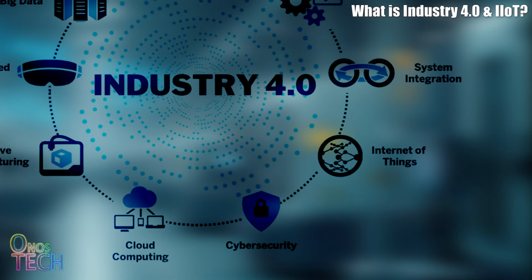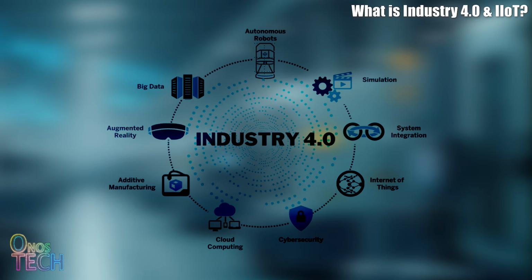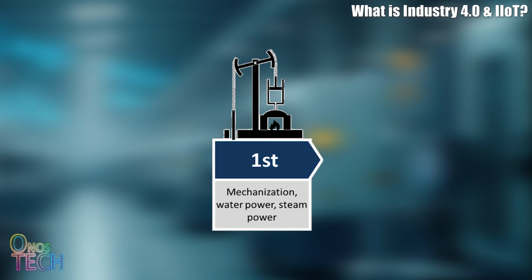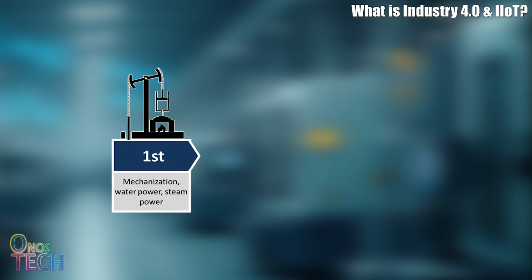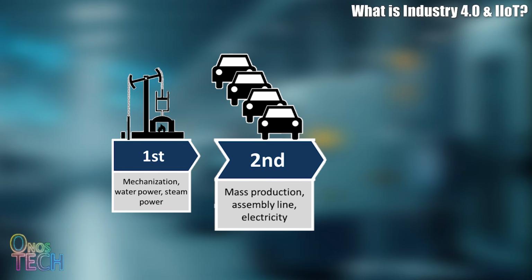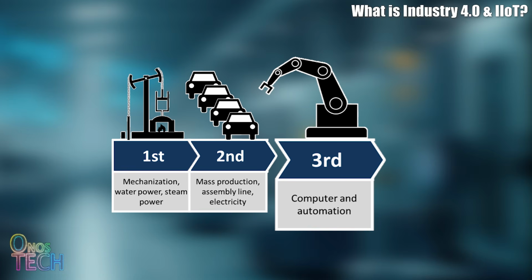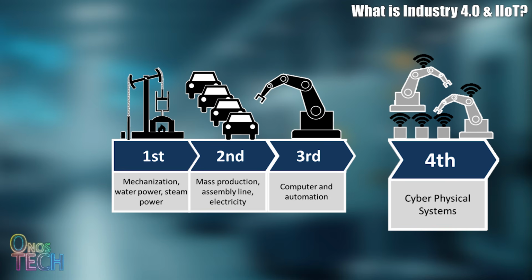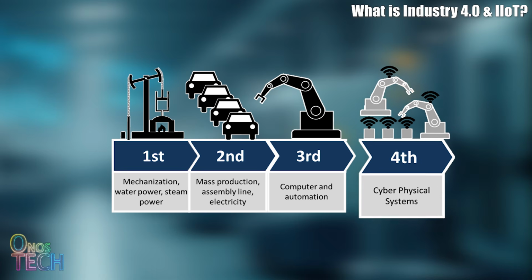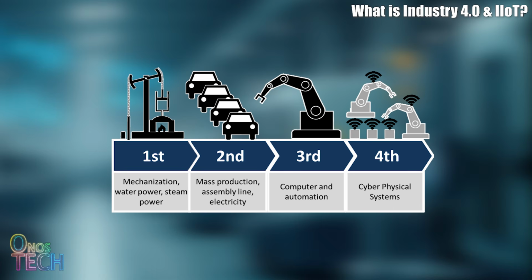Before we dive in, let's zoom out for a moment. The IIoT is part of a big story, the fourth industrial revolution, which is the same as Industry 4.0. Industry 1.0 started with mechanization using steam power. Industry 2.0 brought electricity and assembly lines. Industry 3.0 introduced automation and PLCs. And now, Industry 4.0, where machines, sensors, and data are all connected to make factories smart.